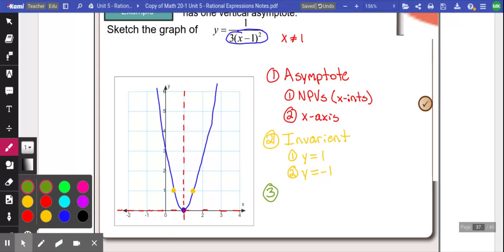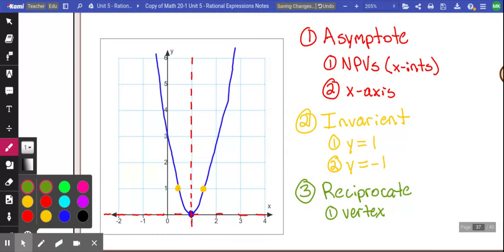Now, when you reciprocate this, your first job is always to do your vertex. But your vertex is your asymptote, so you can't reciprocate it. What you need to realize is when your vertex is your x-intercept, that means it will be your NPV, it will be your asymptote. You can't actually reciprocate it. So you just have to jump right into everything else.